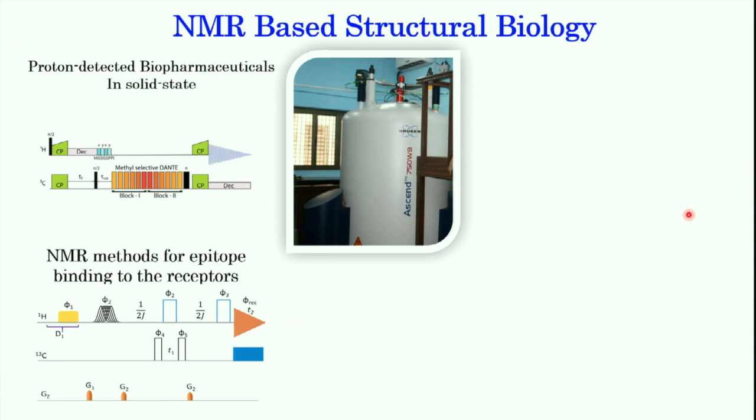This is one of the pulse sequences that I showed you here, and then we use liquid state NMR essentially for some of the receptor binding. That is an important aspect: how a drug molecule binds to a receptor, and what the epitopes involved in that are. So, here we have developed a method which can be used for receptor binding elucidation.